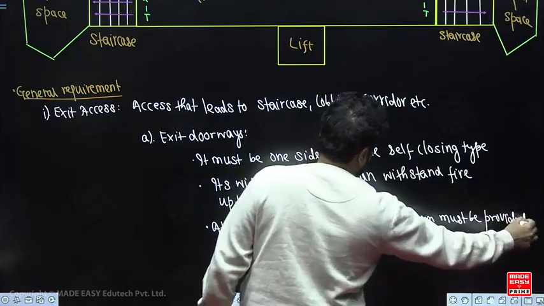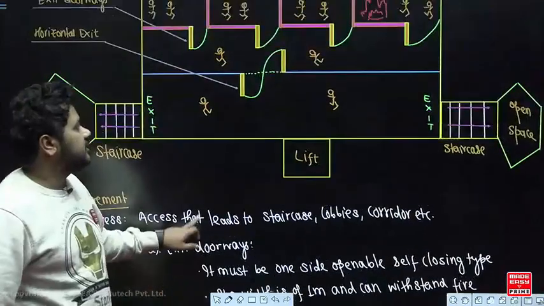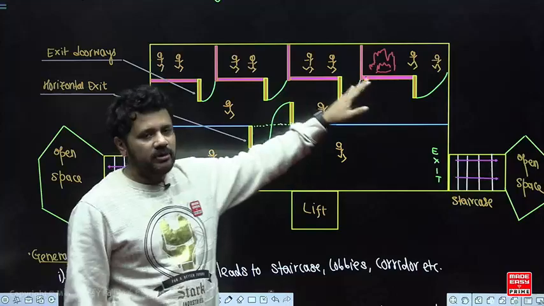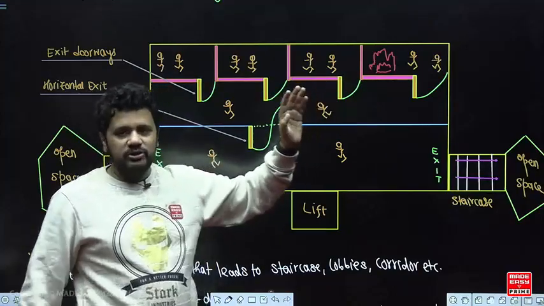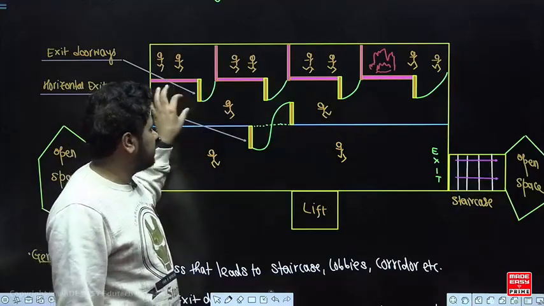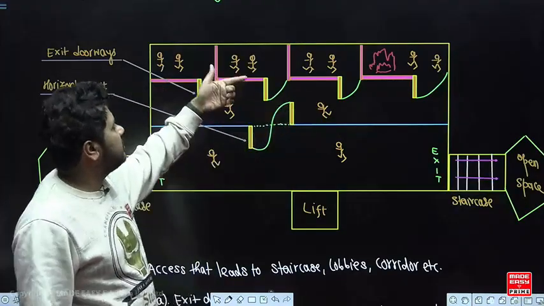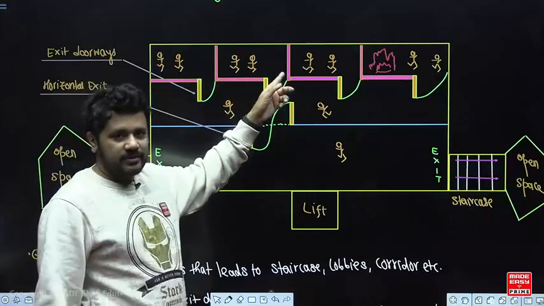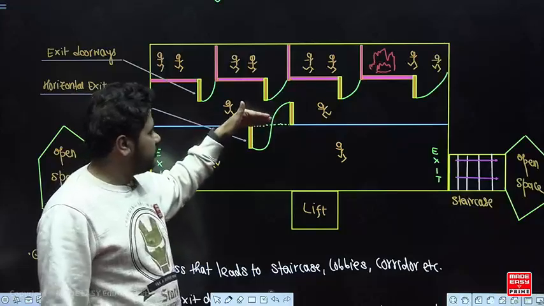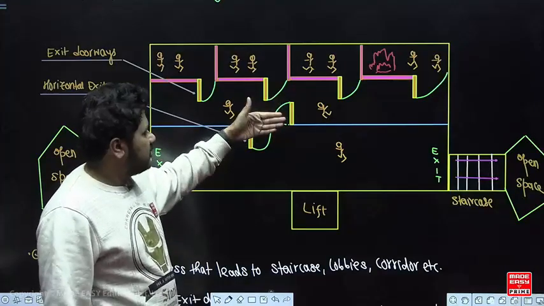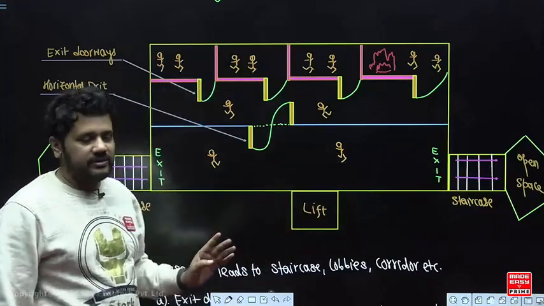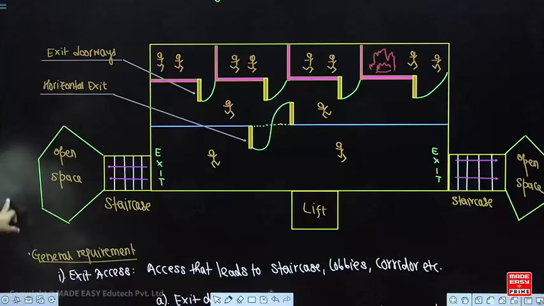If you go to any hospital or any mall, you will see this kind of thing. In a shopping mall there will be a number of shops in a line. There will be a corridor where the people will walk, and whenever they want to go to some shop, they can go easily. And there will be a horizontal exit like this. From here you will directly go to the exit, or you will access the lift. This is how it is made.